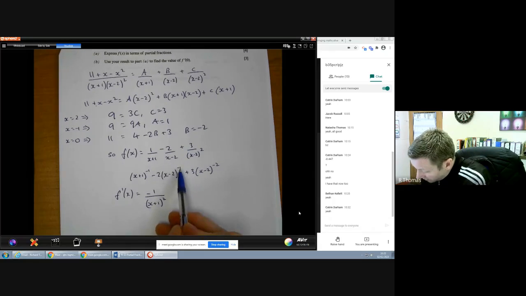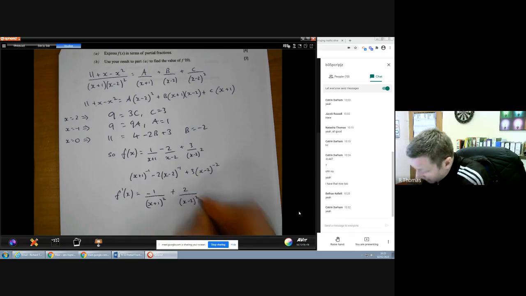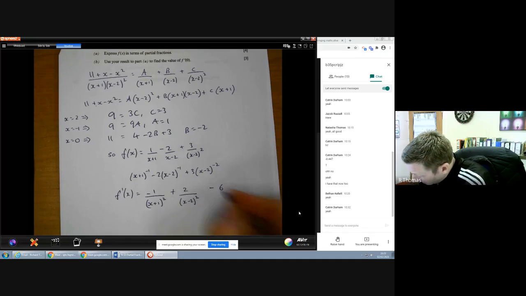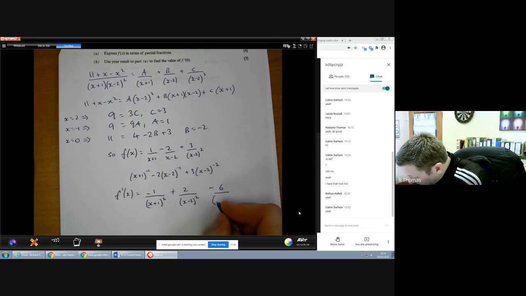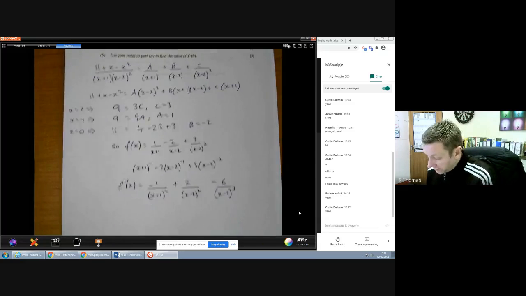The next one, power down. -1 times -2 is +2. And then that will go back downstairs again as a squared. And the last one, power down. -2 times +3 is -6. And that will go down then as x minus 2 all cubed. All right, so I'm hoping you're still with me.